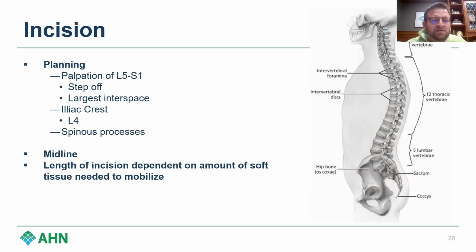Talking about incision, the number one way to figure out where your incision goes is to use fluoroscopy or x-ray. You can sort of use landmarks. The iliac crest is kind of that L4-5 disc space. You can palpate the spinous process. You obviously want to be in the midline. And then the length of your incision is really dependent on how much soft tissue you need to mobilize. So bigger people, bigger incisions is really what it comes down to.